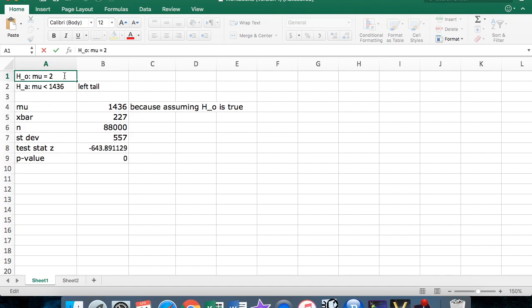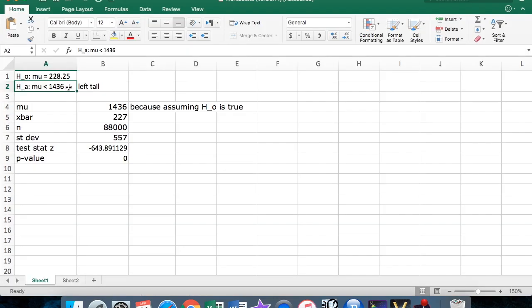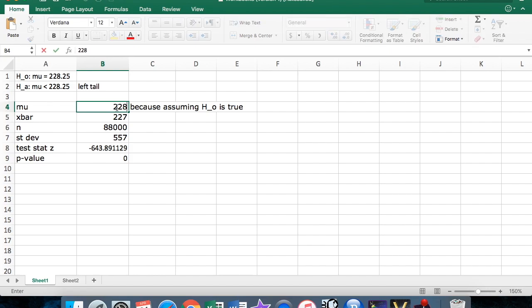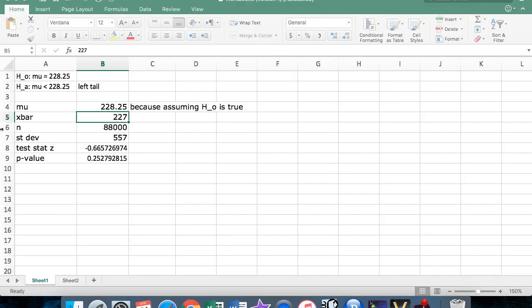So 228.25. I think that was the number, right? 228.25, good. Okay, so these are my two hypotheses now. So 228.25. And check this out. So I just do this and voila! It changes. And then of course my standard deviation changes to 95.